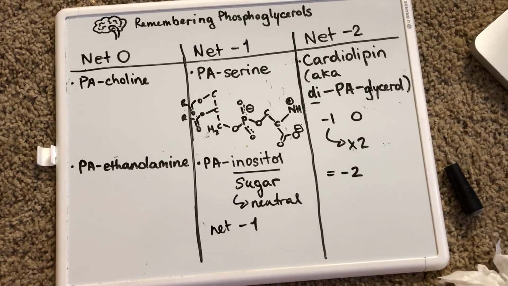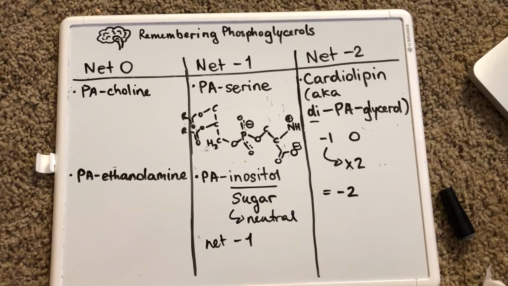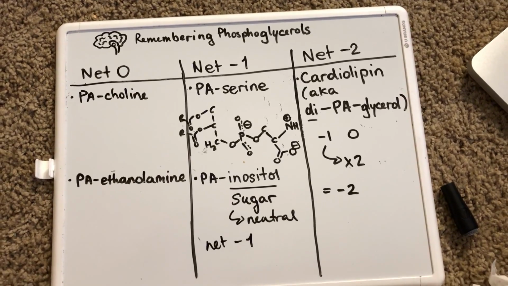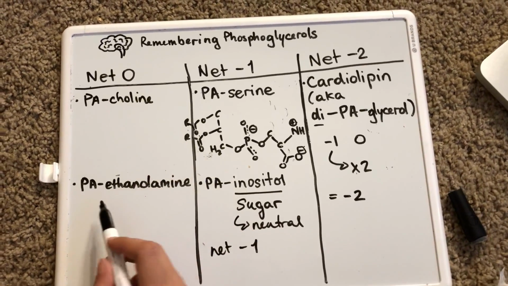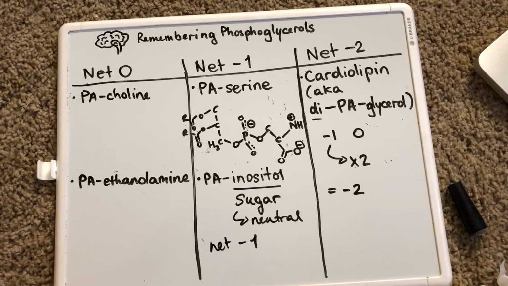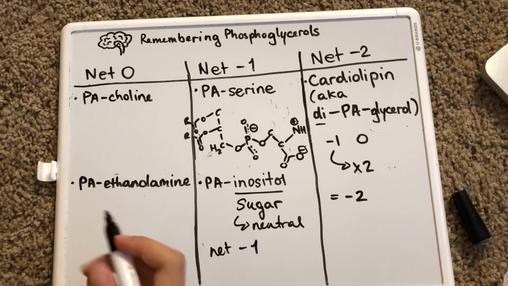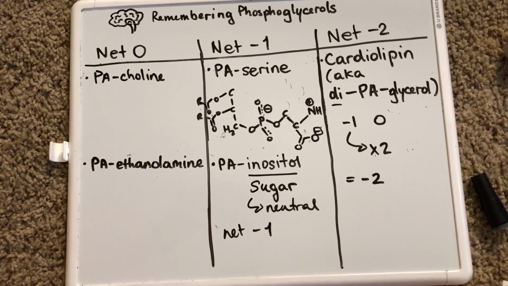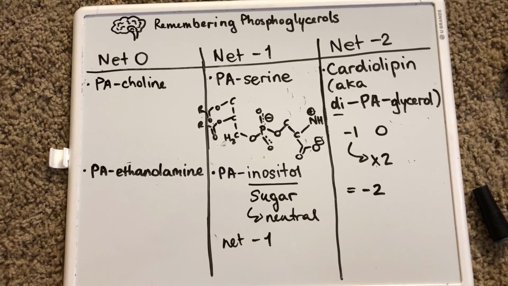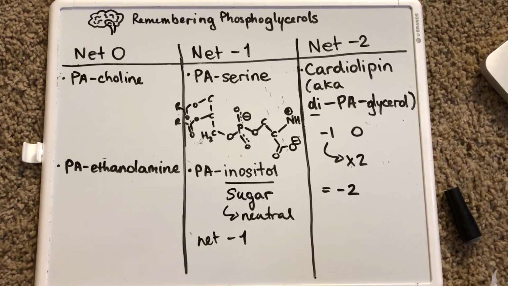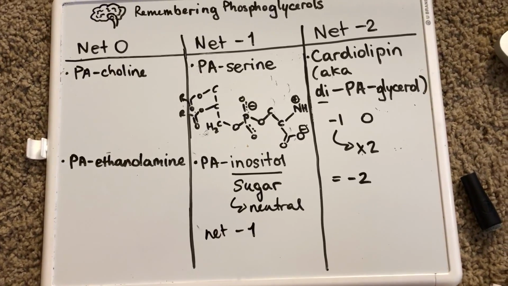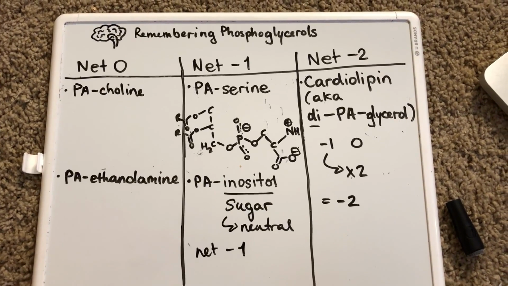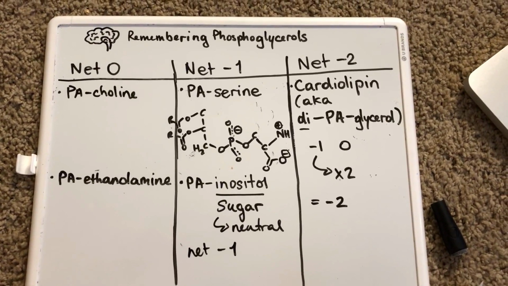And then the net 0 charges are the difficult ones. So we have phosphatidylcholine and phosphatidylethanolamine here. Both of these supply a +1 charge, offsetting the -1 provided by the phosphatidate. And unfortunately, I can't think of an easy way to remember those two. So that's it.